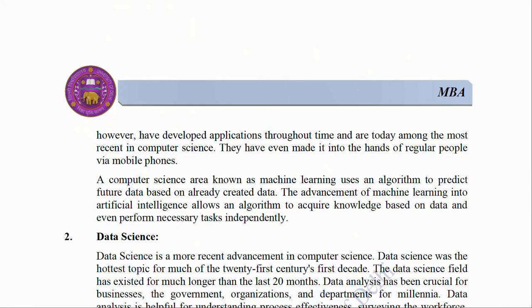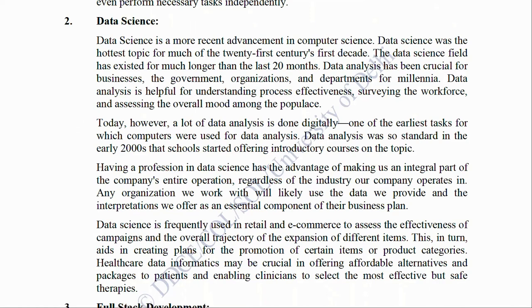They have made it into the hands of regular people via mobile phones. A computer science area known as machine learning uses an algorithm to predict future data based on already created data. The advancement of machine learning into artificial intelligence allows an algorithm to acquire knowledge based on data and even perform necessary tasks independently.